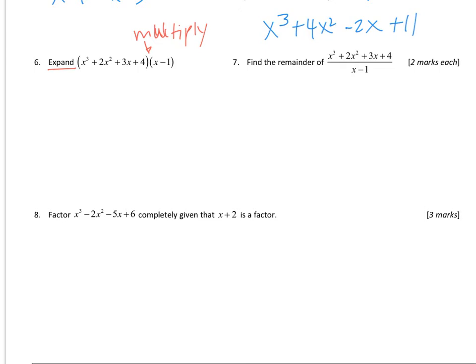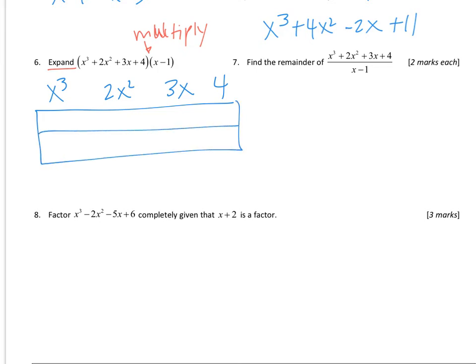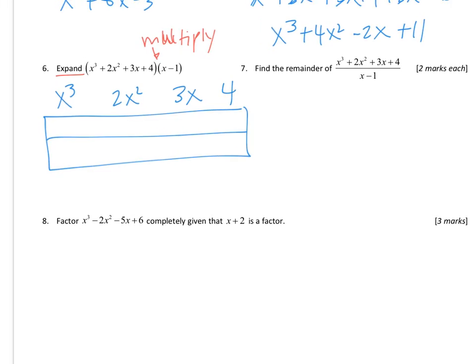So expand means multiply. You can either distribute all these out, or you can make the box. I think on the answer key I put on Schoology, I distributed it out. So here I'm going to do the box method. So x cubed, 2x squared, 3x, and 4. And then x and negative 1. So multiply these together. I've got x to the 4th, 2x to the 3rd, 3x squared, 4x. And then negative 1, it's the same number.